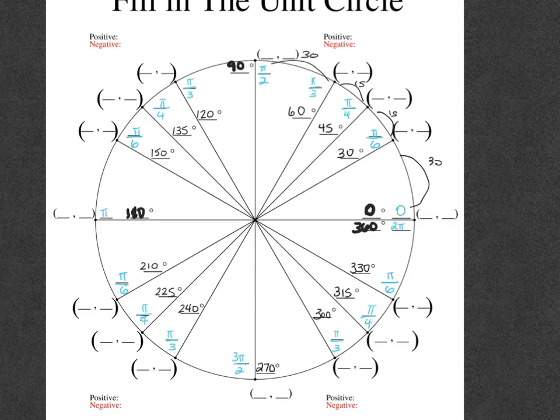Now the first quadrant gets left as is. Pi over 6 is the equivalent of 30 degrees. Pi over 4 is 45 degrees. Pi over 3 is 60 degrees. Don't believe me? Convert it, okay? It will. I promise you it works.